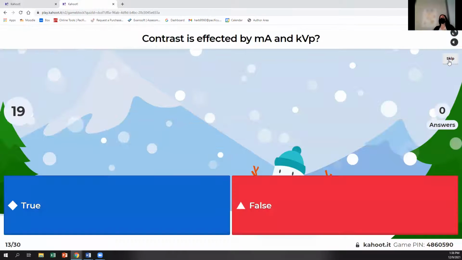Contrast is affected by MA and KVP. True or false?